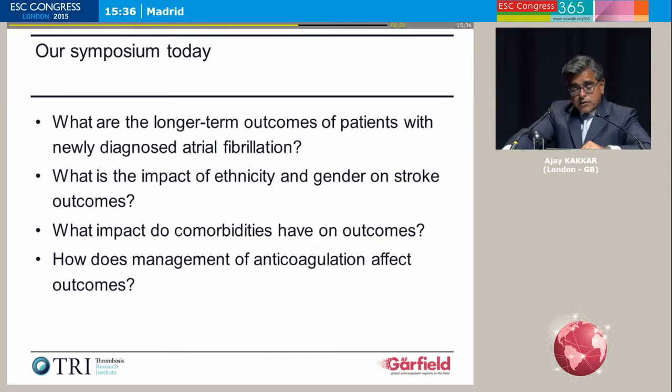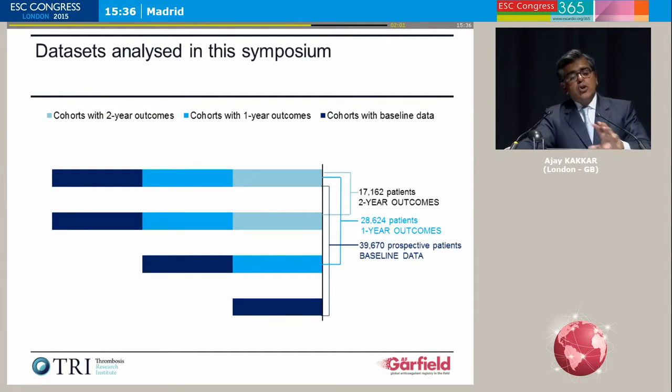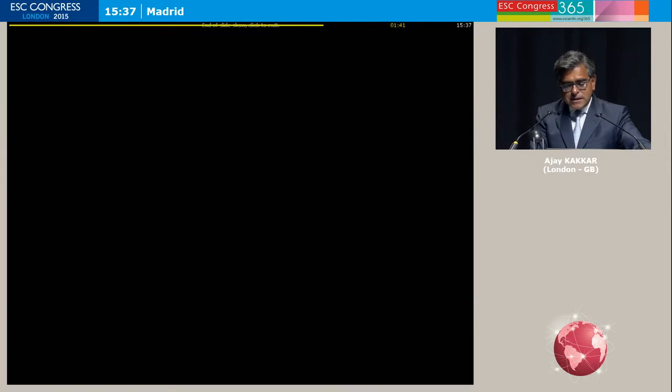So we have laid out some important questions that we would like to try and answer today with regard to long-term outcomes, the impact of ethnicity and gender, the impact of comorbidities, particularly those not included in current risk scores, and the impact of effective anticoagulant management on clinical outcomes. You're going to see data from a number of analyses in this symposium, some 17,000 patients who have been followed for at least 2 years, some 29,000 patients with data at 1 year of follow-up, and just under 40,000 patients where we have data just of baseline characteristics.